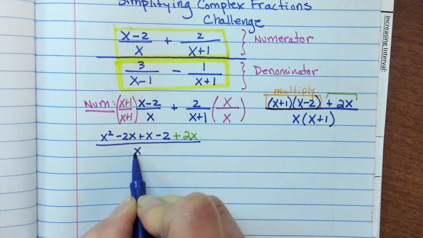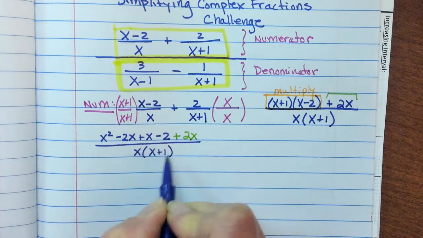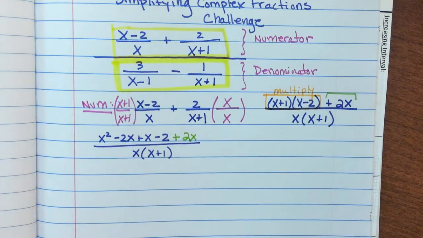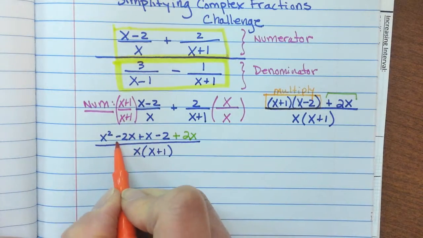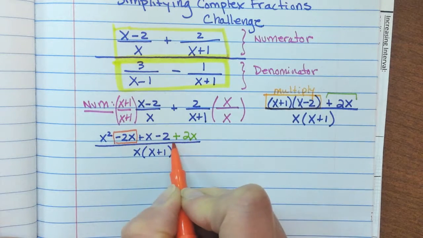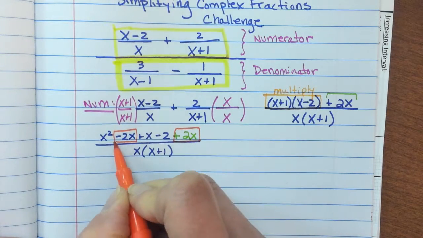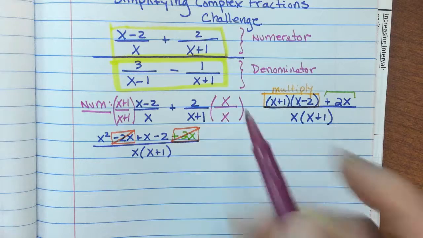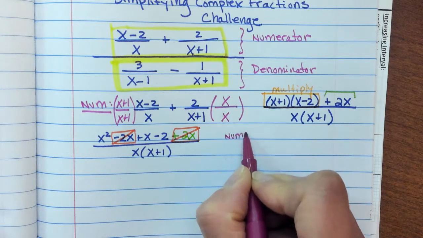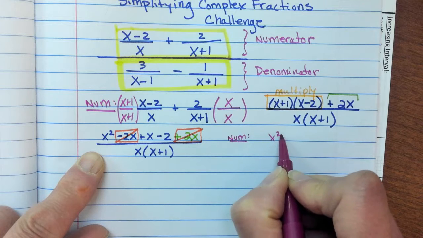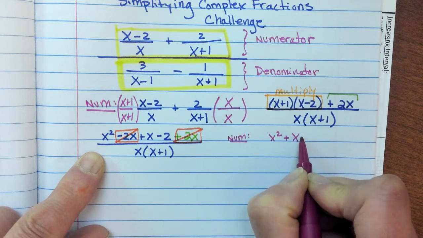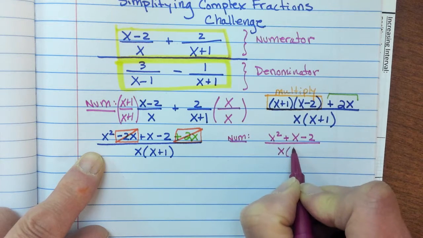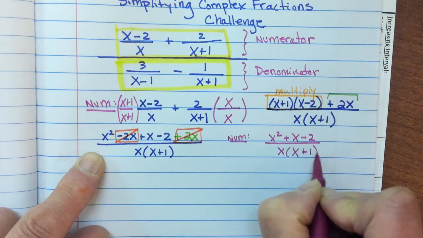And then I have my x times x plus 1. I'm intentionally not going to multiply that out. So if you notice, I have a negative 2x and a positive 2x. So that actually becomes 0. So then that means that my numerator is x squared plus x minus 2, and this is going to be x times x plus 1.